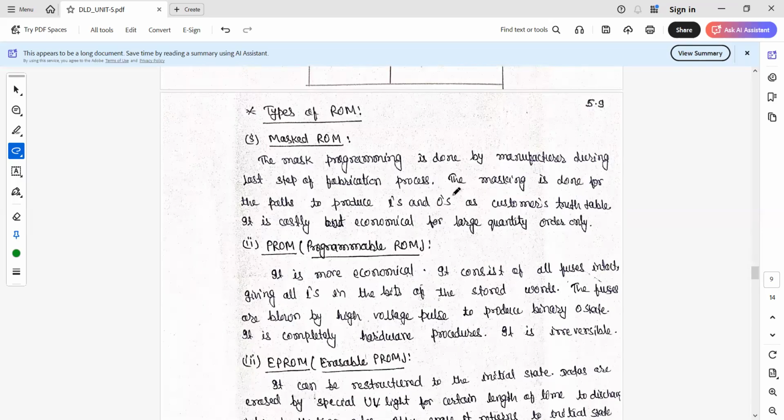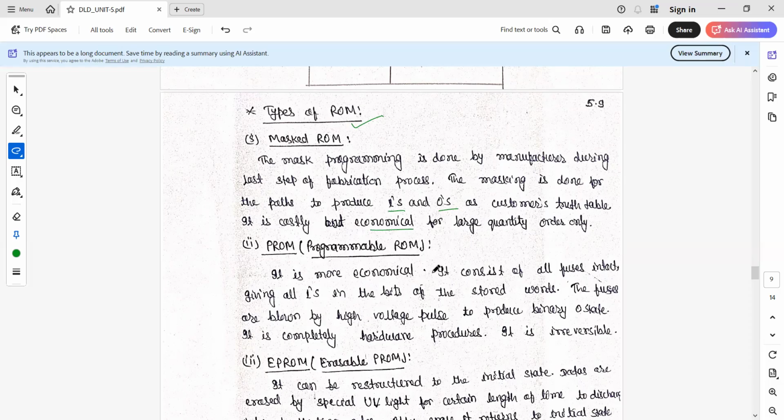So generally they used to ask about various types of the ROM. We have 4 types of the ROM. First one is the mask ROM. In the mask ROM, during the manufacturing, the path is provided as per the user requirements to produce the connection for the ones and zeros. So it is more costly, but when we manufacture large numbers of the mask ROM, that becomes economical.